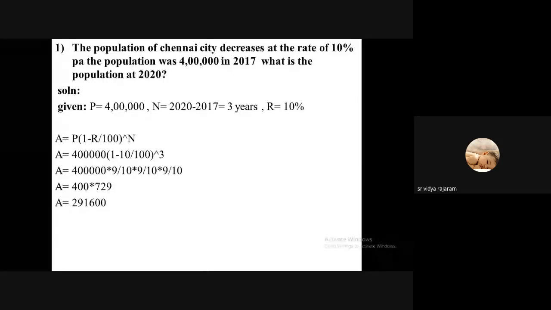So A is equal to P into 1 minus R by 100 whole power n. Since the rate is given in terms of decreasing, we are minusing it, and since they are asking us to find after 3 years, we are using the P into 1 minus R by 100 formula. So direct substitution: P is given as 4 lakh, 1 minus R, which is 10% divided by 100, whole power n, which is 3. On simplifying that, we get the population as 2,91,600 in the year 2020. So clear with the sum? Got an idea how to solve if the problems are based on population? Okay, let us proceed.